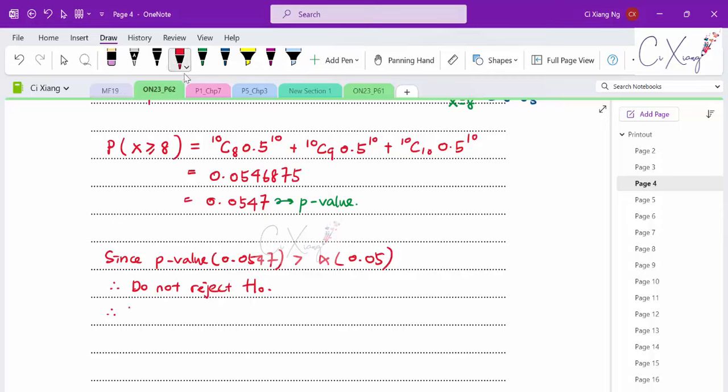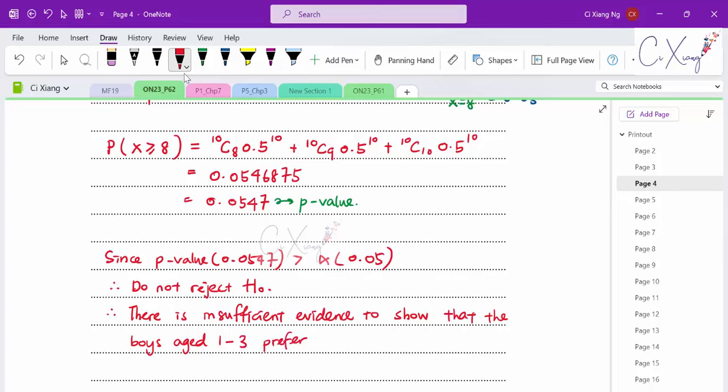There is insufficient evidence to show that boys age 1 to 3 prefer green to orange.